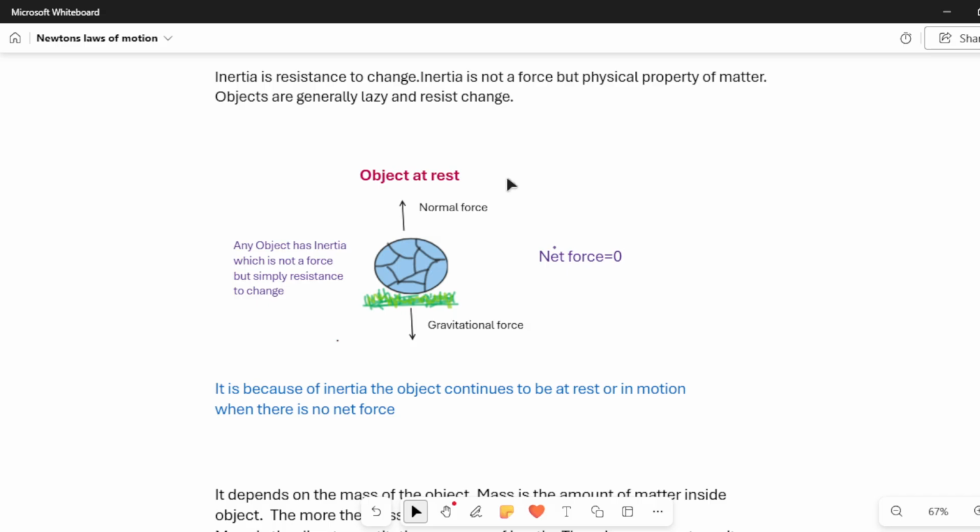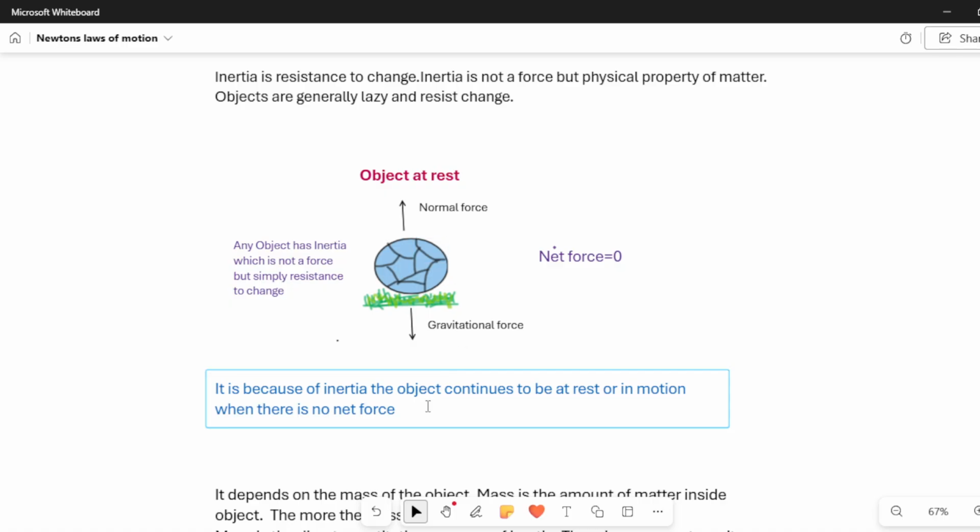Any guesses? Right. That is nothing but inertia. The object's resistance to change is what keeps the object in the position it wishes to stay. So right now the object is at rest. So the object will continue to be at rest unless I have some unbalanced force or net force pushing this object. The object will not move. It will stay stable like this.